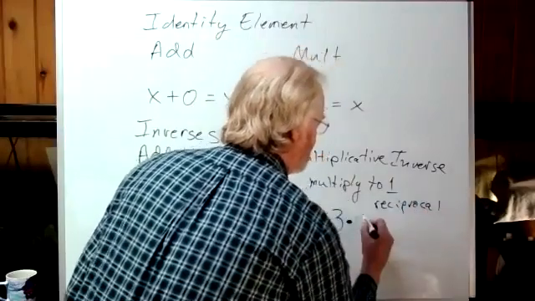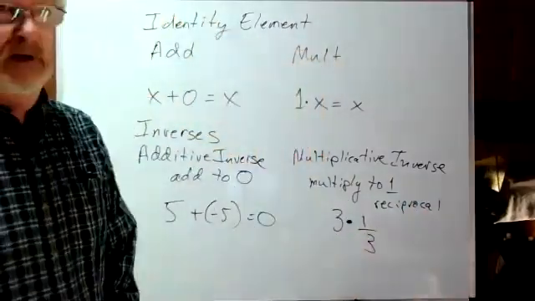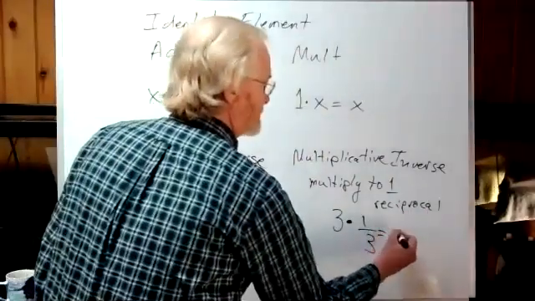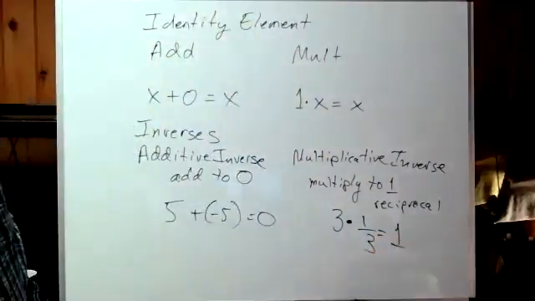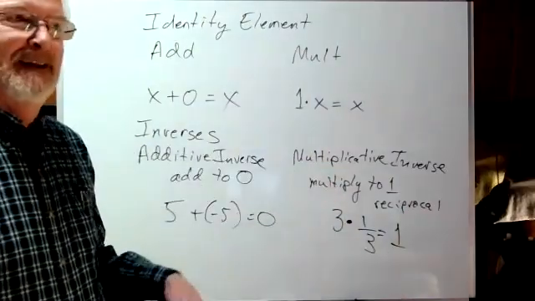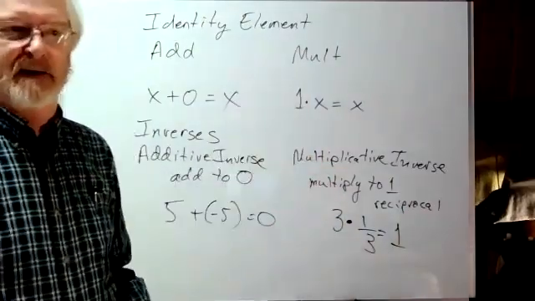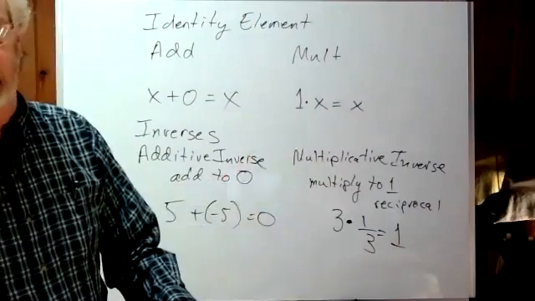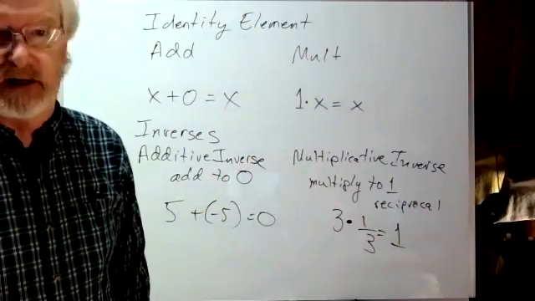Reciprocal. Right? 3 times 1/3 gets me to 1. So every number has a multiplicative inverse. It's the reciprocal of that number. And if it was negative, it would still be negative. Negative times negative would get us that positive.